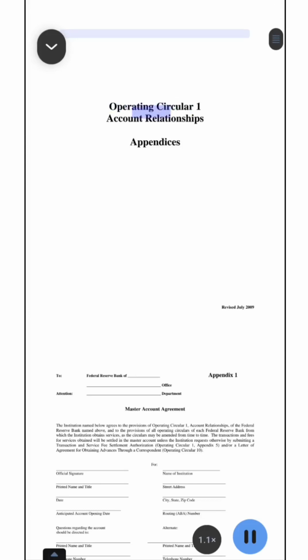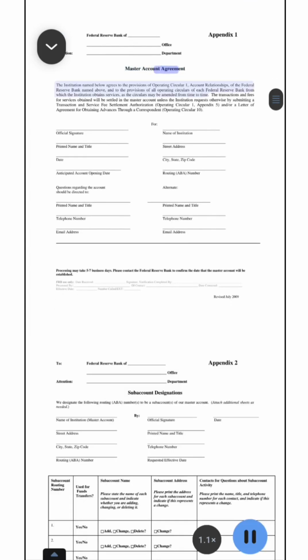Operating Circular 1 Account Relationships. Appendices. Revised July 2009. Master Account Agreement. The institution named below agrees to the provisions of Operating Circular 1, Account Relationships, of the Federal Reserve Bank named above, and to the provisions of all operating circulars of each Federal Reserve Bank from which the institution obtains services, as the circulars may be amended from time to time.